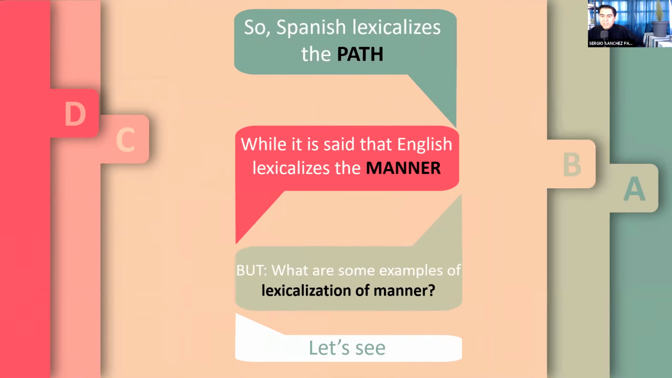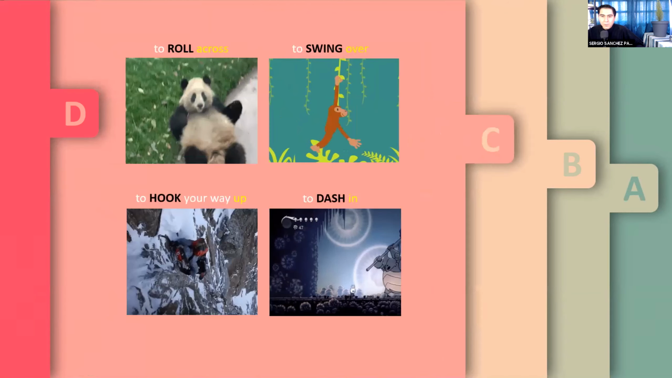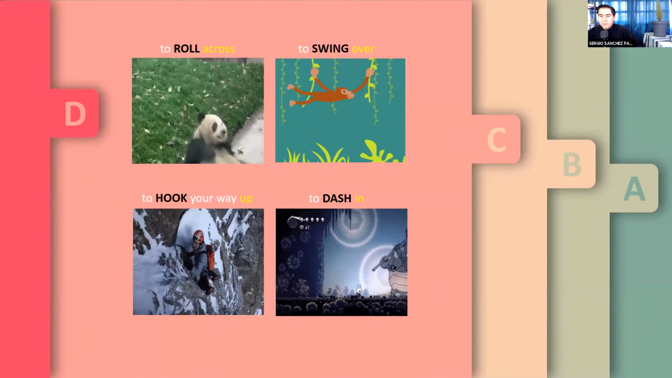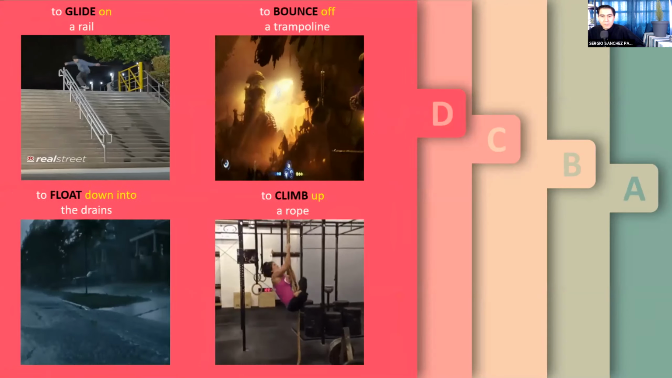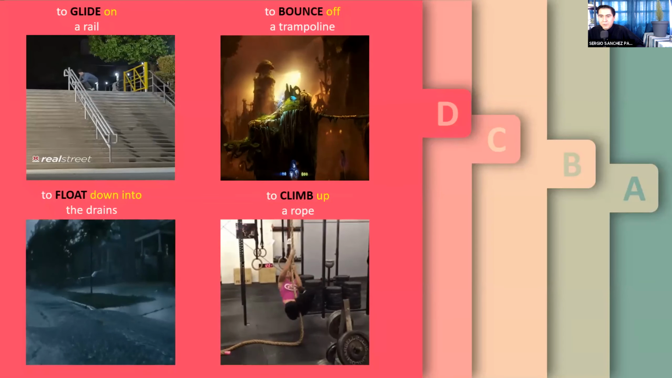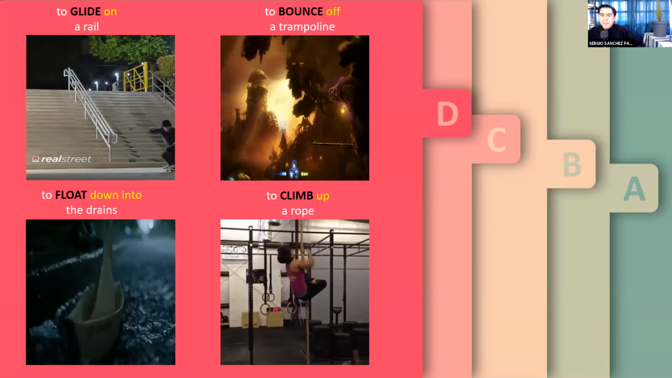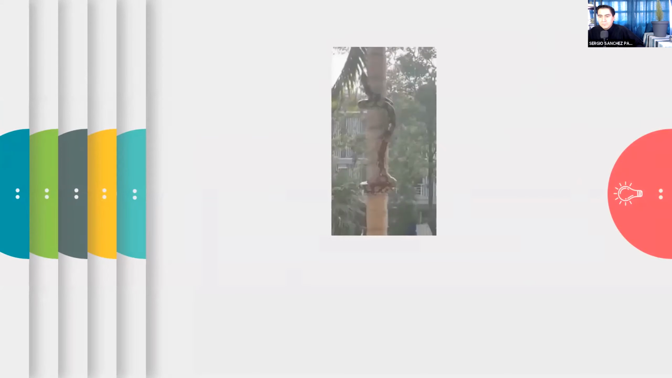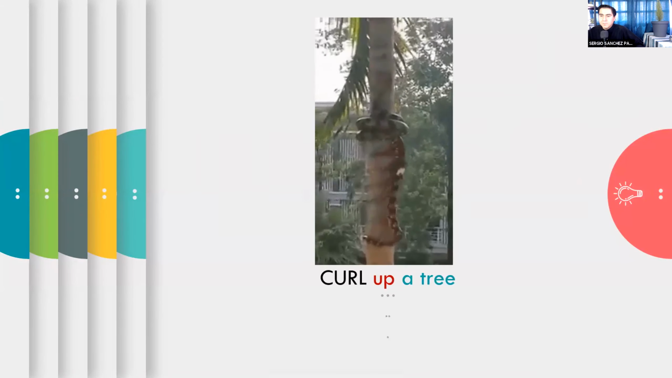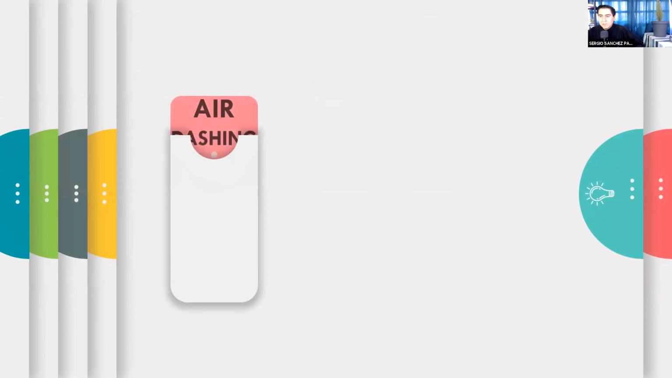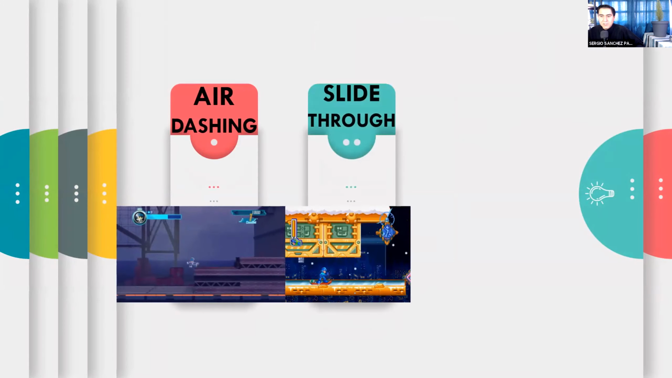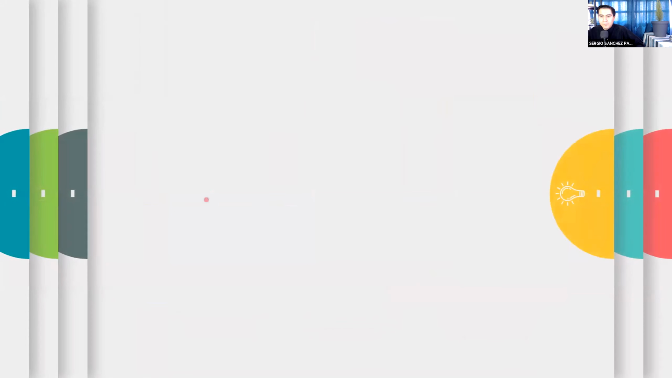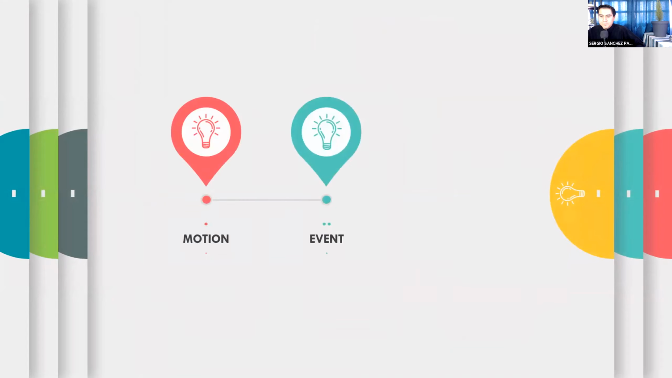But what are some examples of lexicalization of manner? Let's see. Here I have some examples: to roll across, to swing over, to hook your way up, or to dash in. More examples: to glide on a rail, to bounce off a trampoline, to float down into the drains, and to climb up a rope. More examples: to curl up a tree, as I'm showing right now. Or these other interesting examples: dashing, slide through, and to ricochet. So these are what we call motion event construals.